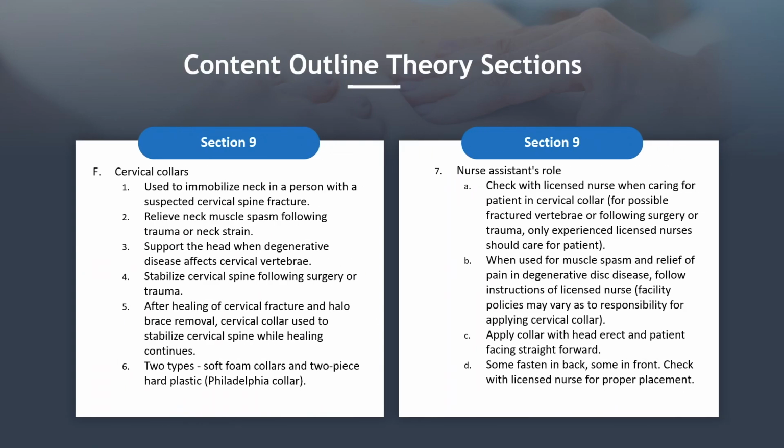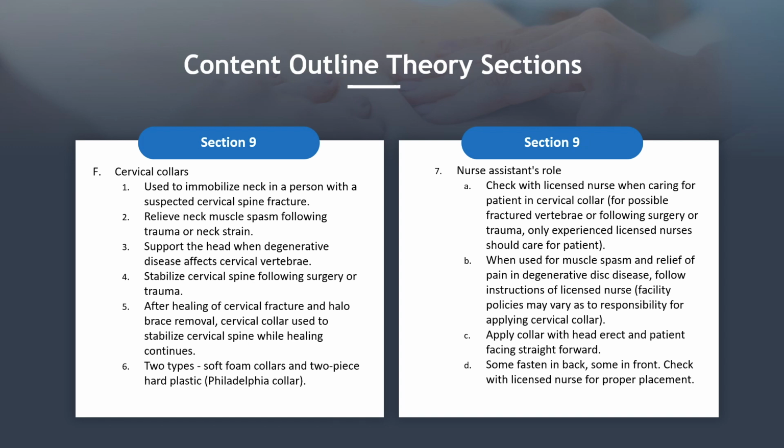Cervical collars are used to immobilize the neck in a person with a suspected cervical spine fracture, to relieve neck muscle spasms following trauma or neck strain, to support the head when degenerative disease affects the cervical vertebrae, and to stabilize the cervical spine following surgery or trauma. After healing of a cervical fracture and halo brace removal, a cervical collar is used to stabilize the cervical spine while healing continues. There are two types: soft foam collars and two-piece hard plastic collars, known as the Philadelphia collar.